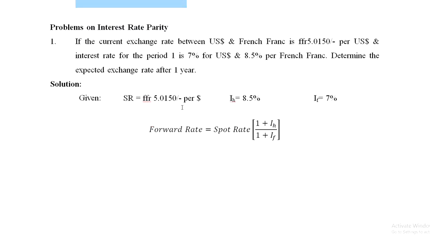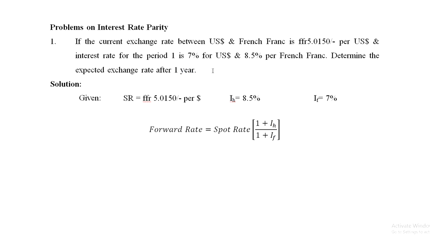The first problem is something like this. If the current exchange rate between US dollar and French franc is FFR 5.0150 per US dollar and interest rate for period 1 is 7% for US dollar and 8.5% per French franc, determine the expected exchange rate for 1 year. So we have to determine the exchange rate after 1 year. So this is the question.